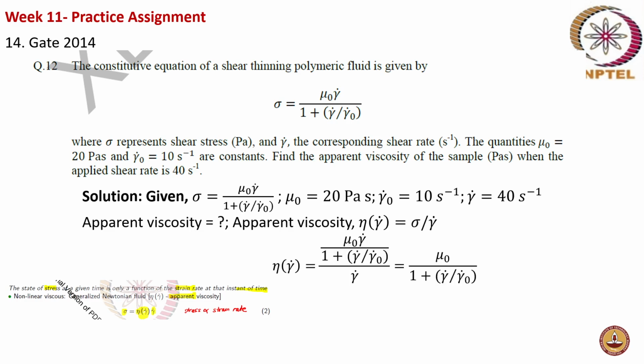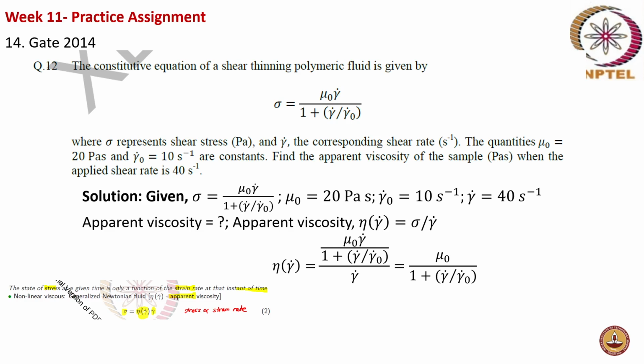So that means gamma dot is equal to sigma, eta is equal to apparent viscosity is equal to sigma by gamma dot. So we have the relation for sigma, that is nothing but mu naught gamma dot by 1 plus gamma dot by gamma naught dot. So divided by gamma dot, you will end up with the relation mu naught by 1 plus gamma dot divided by gamma naught dot.